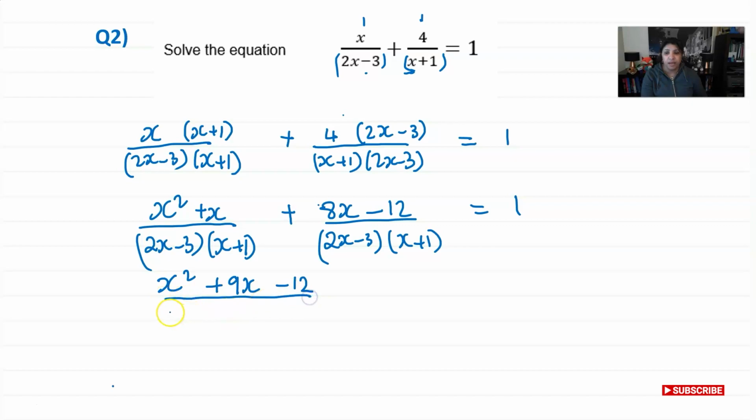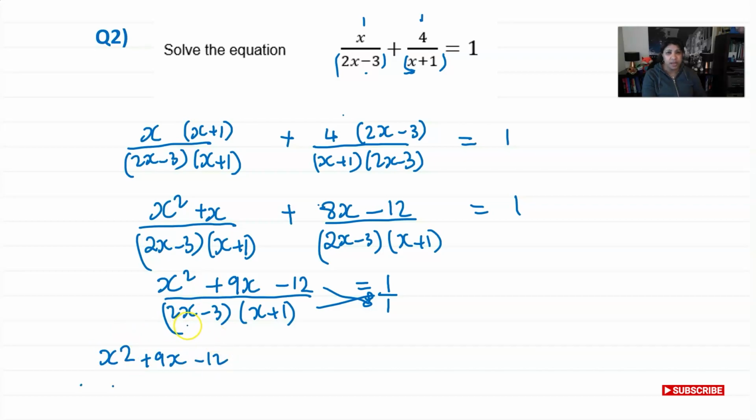Everything divided by 2x minus 3, x plus 1, and that's going to be equal to 1. Okay, now I can try to get rid of this denominator. So 1 is the same as 1 over 1. You can cross multiply here, this times that, a whole lot. So I have x squared plus 9x minus 12.